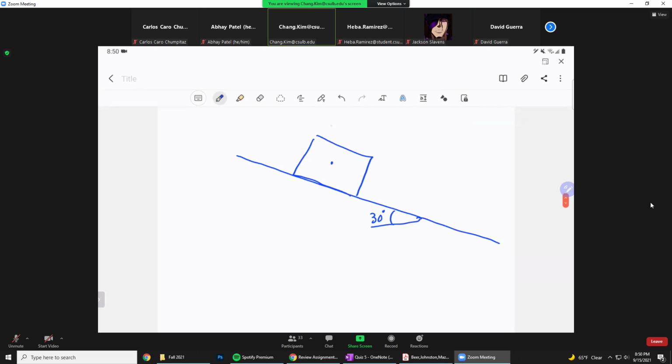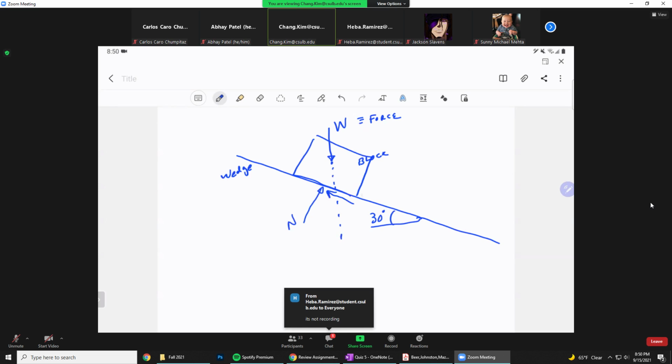And this guy has a weight, FW. Weight is force. Somebody said something about the force. That's the force right there. And there is the normal force acting by the wedge onto the block. This is a block. Wedge, okay? And also there is a friction force.